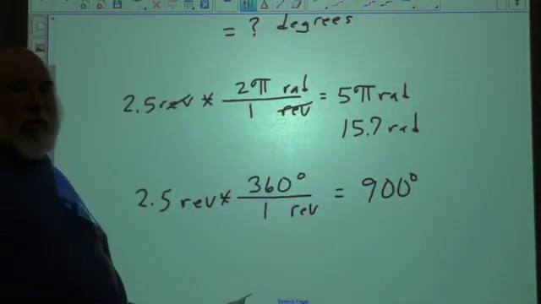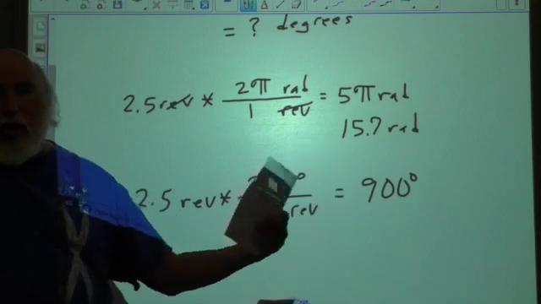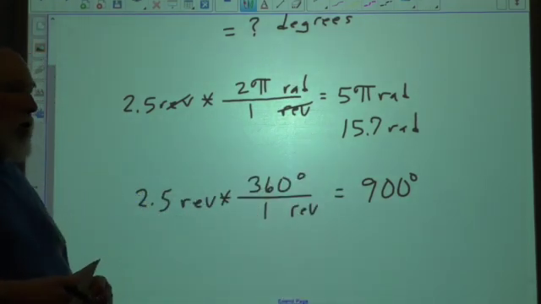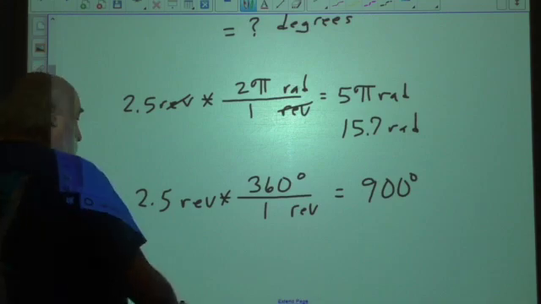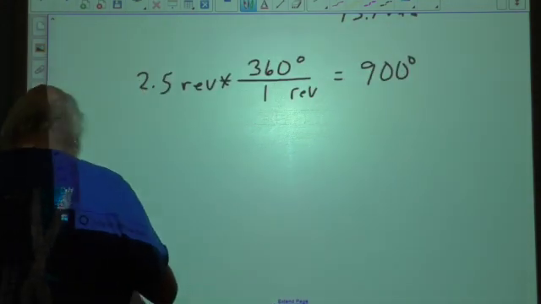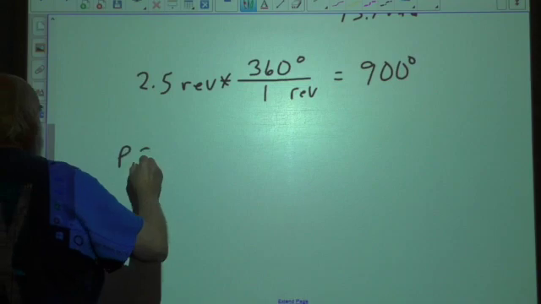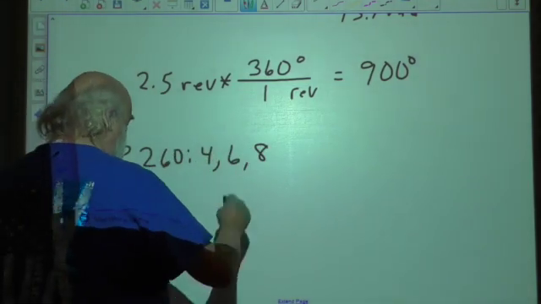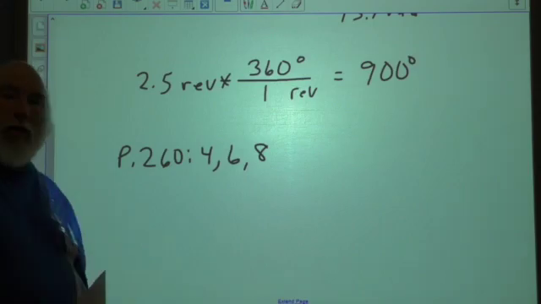So this is all about converting between straight line and angular or circular motion, or measurements. Okay, your assignment, page 260, 4, 6, and 8. Have fun.